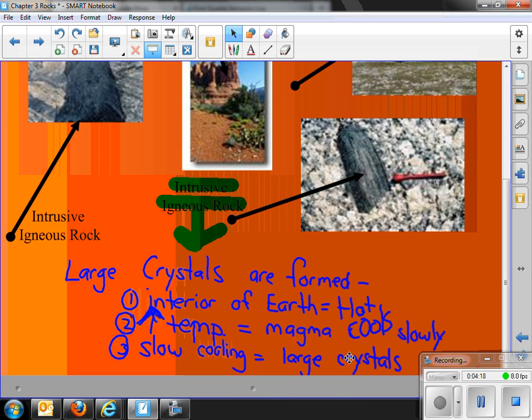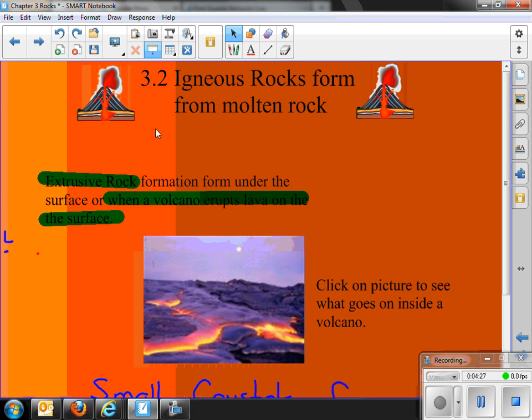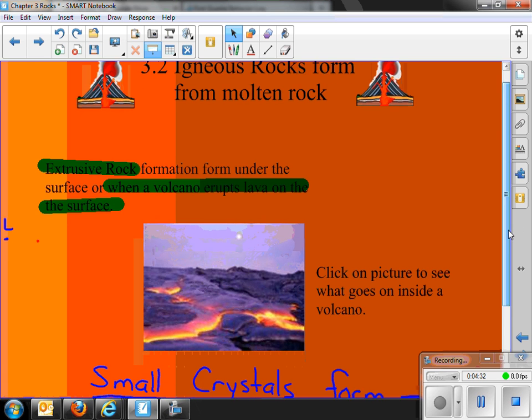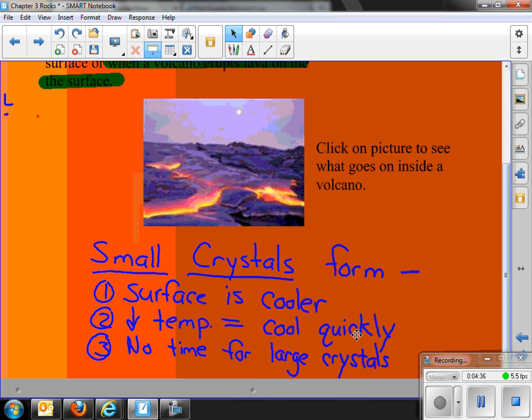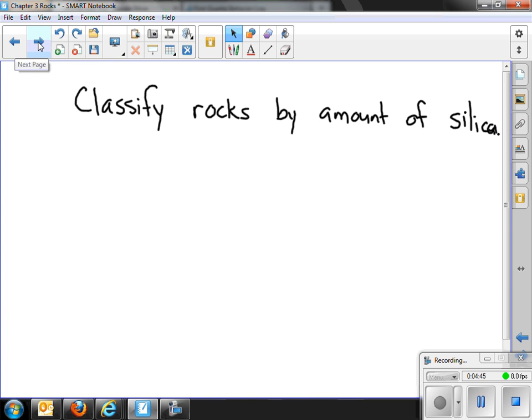If it cools slower, it just gives it more time for those crystals to grow larger. So intrusive igneous rocks tend to have larger crystals, where on the other side, extrusive rocks tend to have smaller crystals because they cool on the surface of the earth. Since it's cooler on the surface, they cool quicker. If they cool quicker, they don't have time for those crystals to grow, so the crystals are much smaller. We also classify them by the amount of silica in them and their crystal sizes.